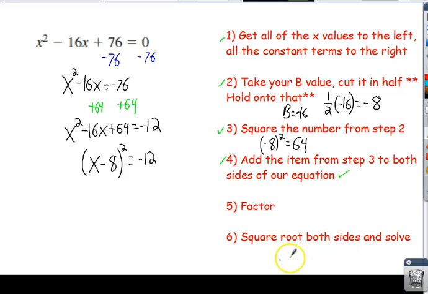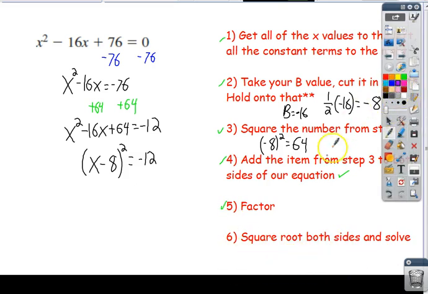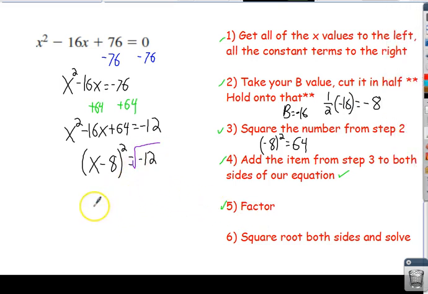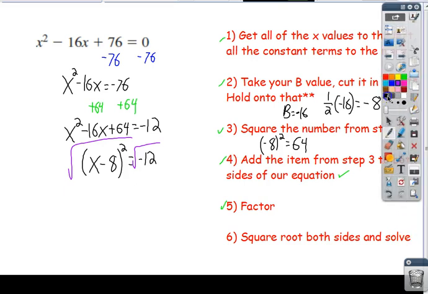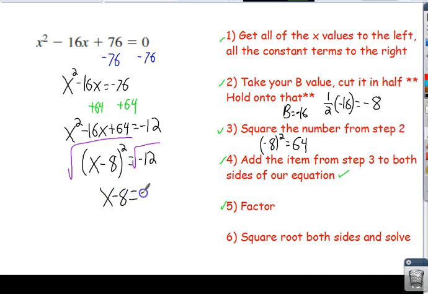Now we got to factor it. Well, I factored that too. Now I have to square root both sides and solve. So I square root this. When I square root this, remember, I have x minus 8 equals plus or minus, because I need the plus or minus there, the square root of negative 12.